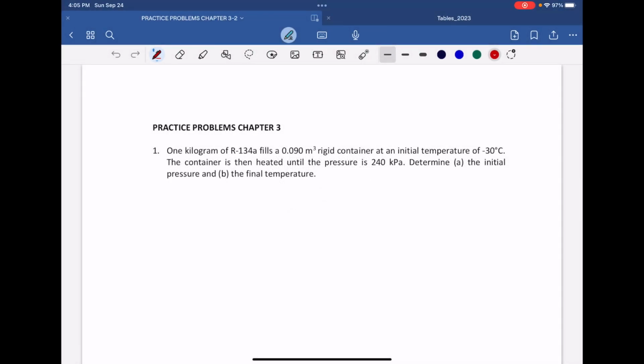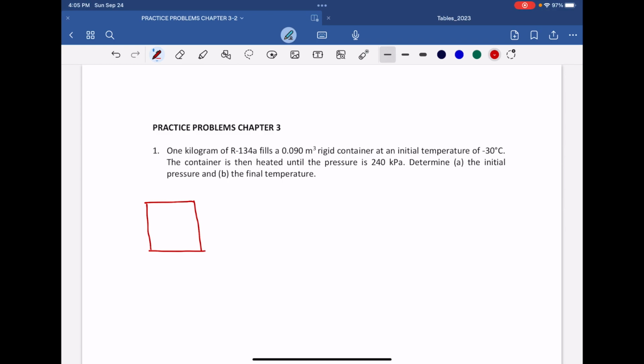All right, the first problem says 1 kilogram of refrigerant fills a 0.090 meter cube rigid container. So I would start with sketching.